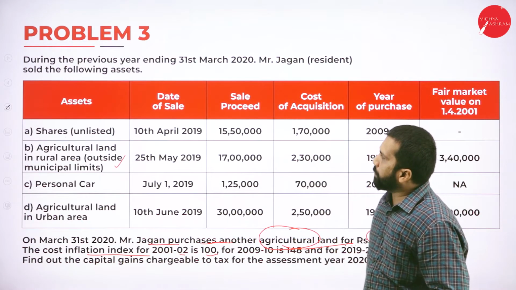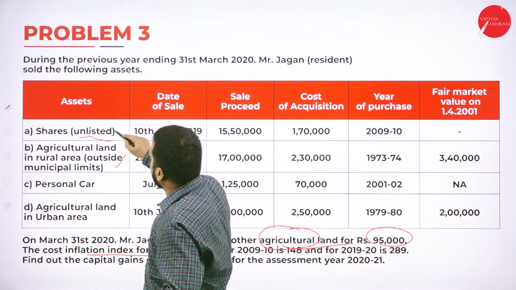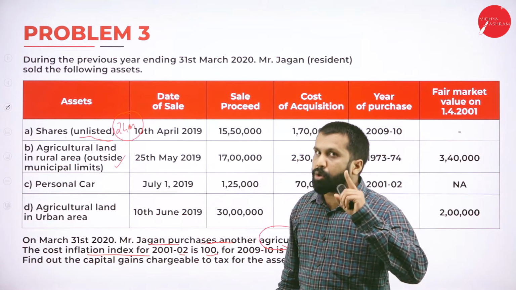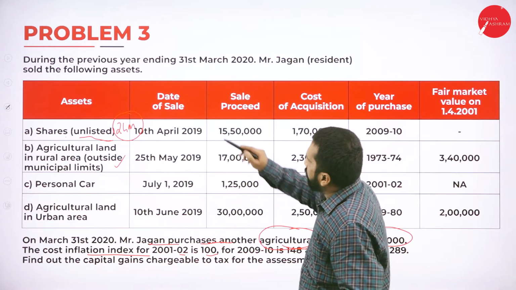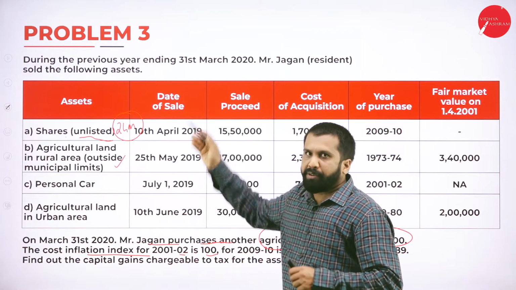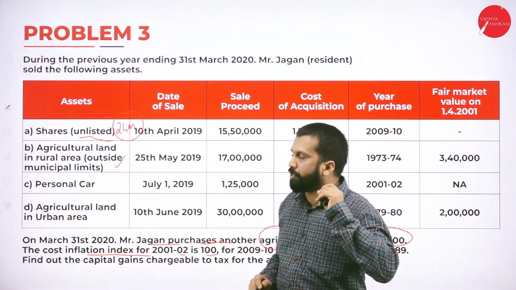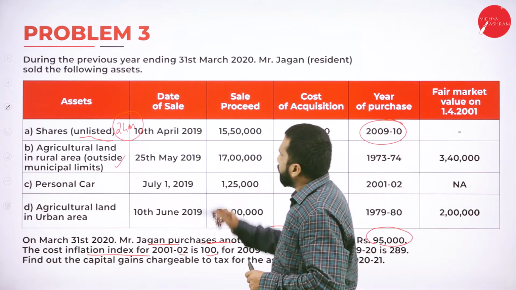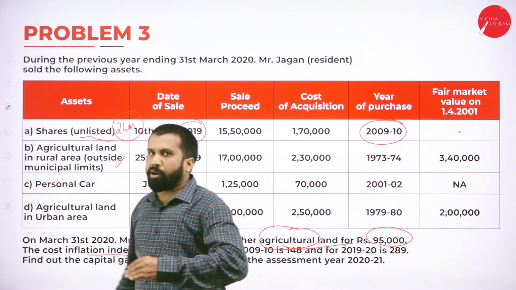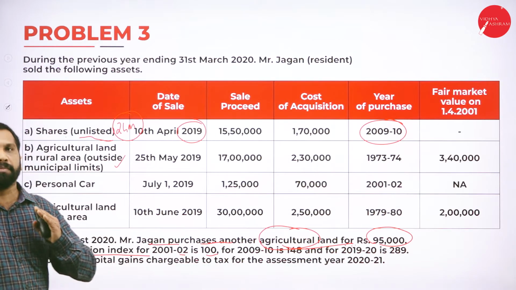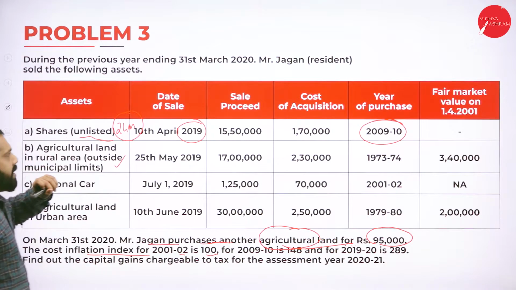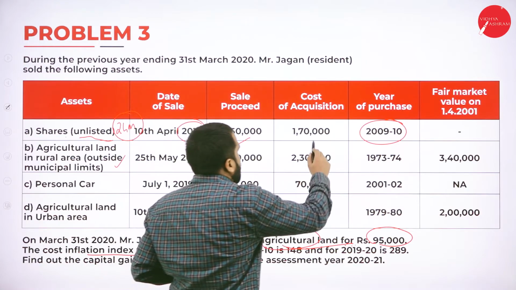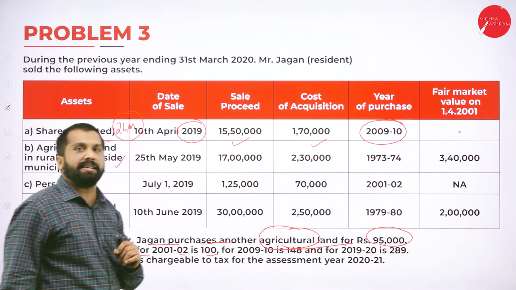Now, we'll go one by one. Unlisted shares, remember, 24 months. If it is listed shares, 12 months. Date of sale will come later; we don't want the date of sale, we want the date of purchase. Date of purchase 2009-10, date of sale 2019. Long term or short term? Long term. And what is the price? Selling price 15,50,000. Purchase price is 1,70,000.